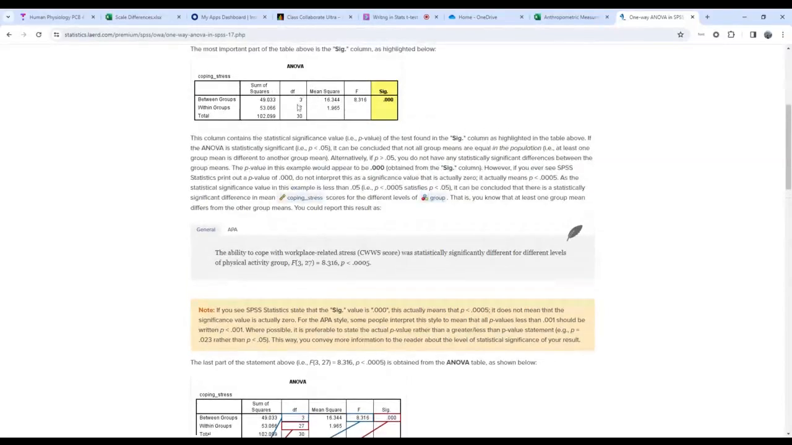So 3 is between the groups, because you had 4 groups, so it's n minus 1. That's how they get the 3. And then total is, or within groups, 27. So 3 and 27, they put those.